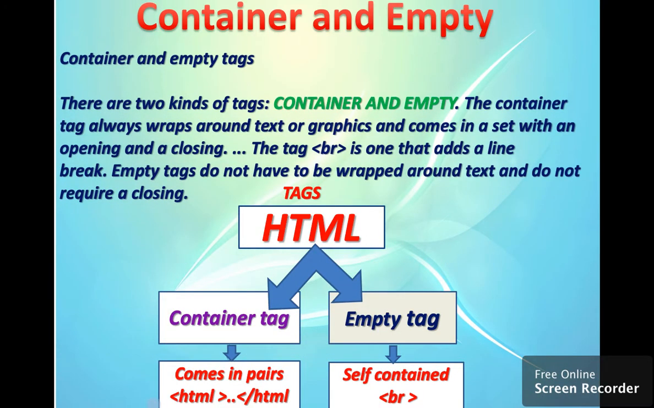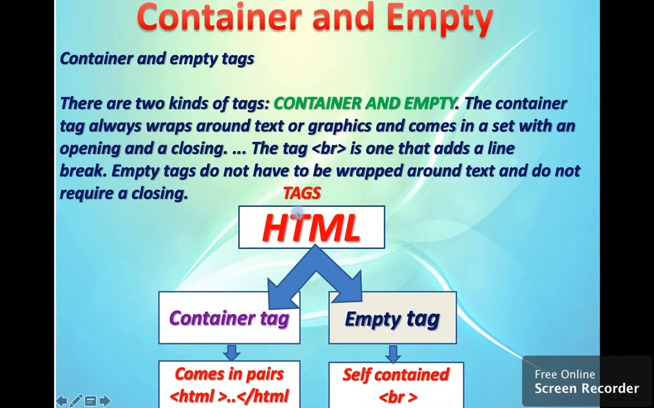Container and empty tags. There are two kinds of tags, container and empty. The container tag always wraps around text or graphics and comes in a set with an opening and closing tag, just like this. Empty tags, such as the one that adds a line break, do not have to be wrapped around text and do not require a closing tag.